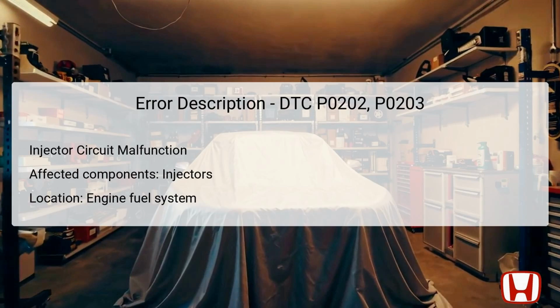DTC P0202 and P0203 signify a malfunction in the injector circuits for the number 2 and number 3 cylinders, respectively. The affected components are the fuel injectors, which are essential in ensuring that fuel is delivered to the engine's combustion chambers at the right time and quantity. These injectors are located in the fuel rail and are typically situated on the top of the engine's intake manifold. The role of these fuel injectors is to atomize the fuel for efficient combustion, impacting vehicle performance directly. A malfunction can disrupt this function, leading to engine performance issues.